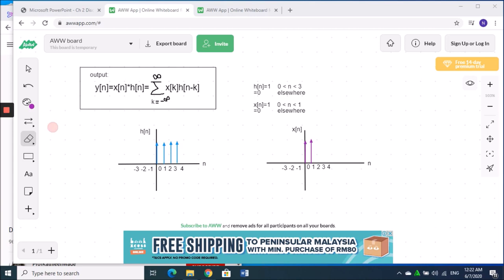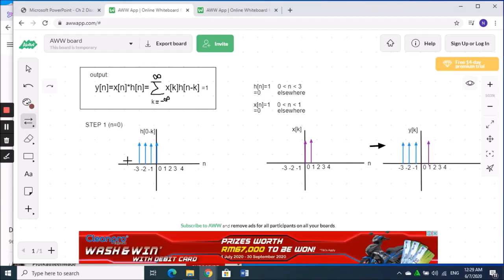So, I will explain the example where we have an LTI system with impulse response h[n] equal to 1 for n between 0 and 3, and for the input x[n] equal to 1 where n goes from 0 until 1. The output will be y[n] equal to x[n] convolved with h[n], equal to the summation of x[k] h[n minus k], where k is from negative infinity until infinity. This is the graphical form for the example, so we will go through it step by step.